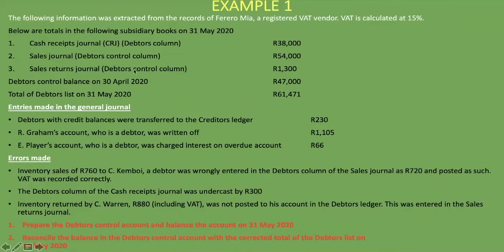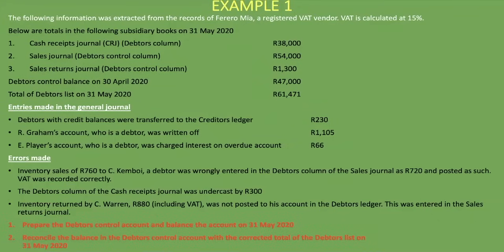The sales journal is where we record all the sales we have made to our debtors on credit, okay? And then the sales returns journal is where we record everything that has been returned by our debtors, by those who owe us money. And then we are also given here the debtors control balance on the 30th of April 2020. Very important, like I say, dates.